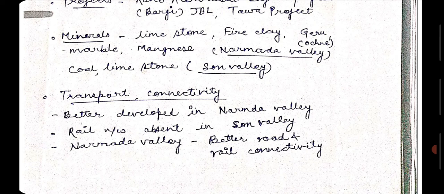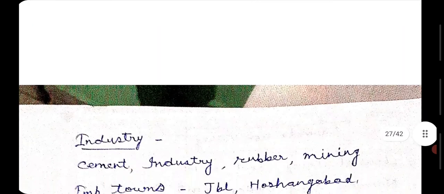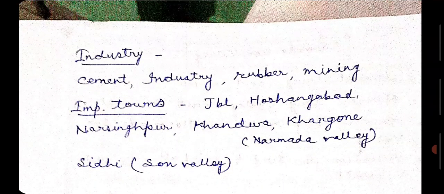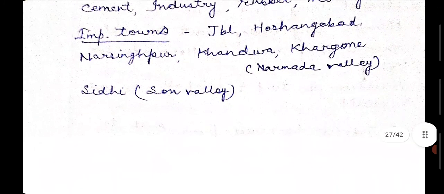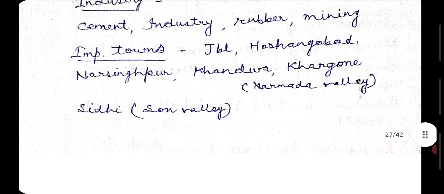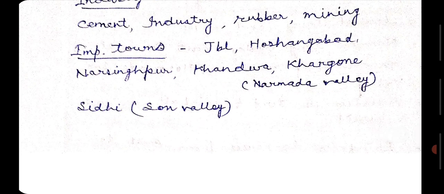Transport is better developed in Narmada Valley, less developed in Son Valley. Rail network is largely absent in Son Valley. Industry: in Narmada Son Valley, industry is cement industry, rubber mining, etc. Important cities in Narmada Valley: Jabalpur, Hoshangabad, Narsinghpur, Khandwa, Khargone. In Son Valley, Seedhi.